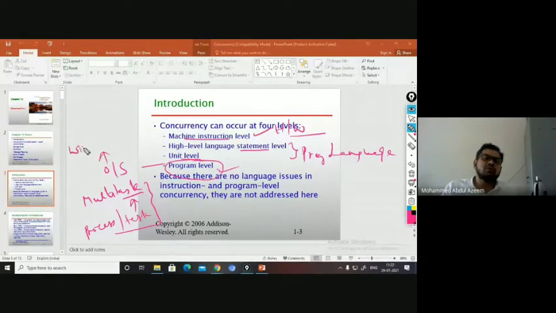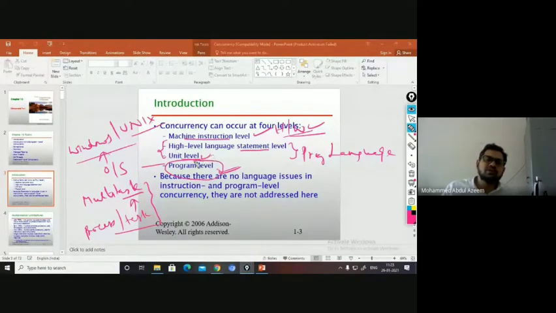Many operating systems like Windows achieve this as multitask operating systems, and Unix as well. So this program level concurrency we can achieve through the operating system. Machine instruction level can be achieved through hardware, which we discussed in my previous discussion. And now we'll discuss these two: high-level language statement level and unit level.